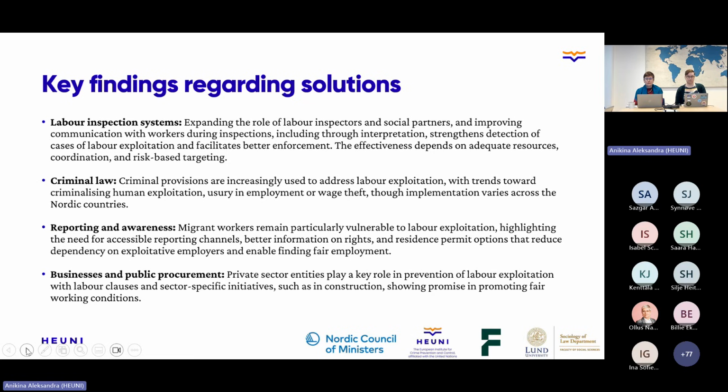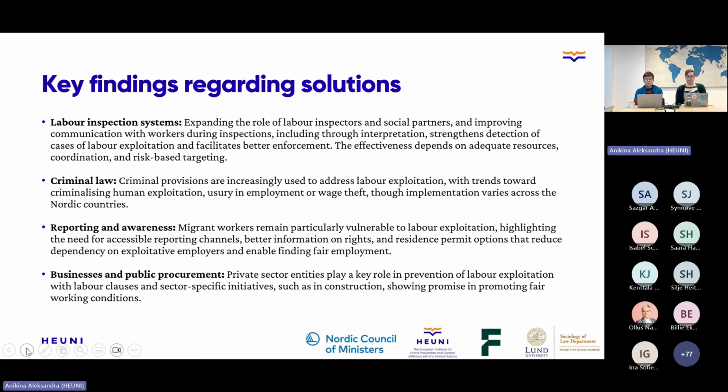We also talk in the report about improving communication with workers, for instance, using interpretation to actually be able to access workers and to talk to them. And also in this way detecting cases of labor exploitation and facilitating enforcement. But of course, this again depends on resources, and also on coordination, and then also on risk-based targeting, how to use the resources that exist in the best possible way.